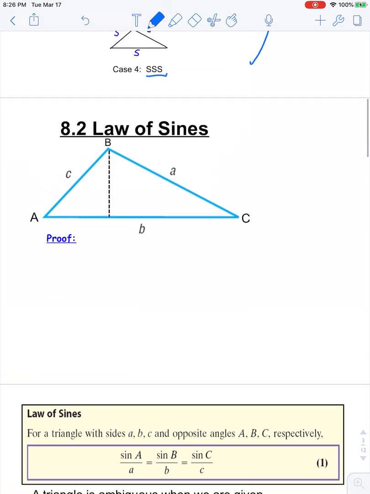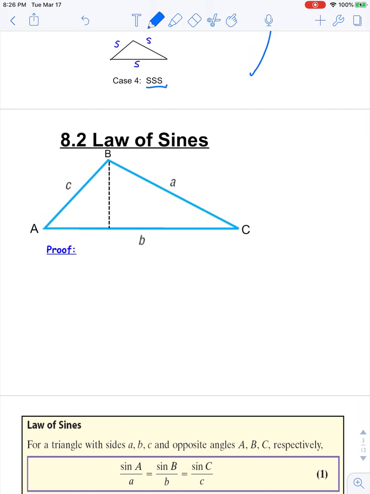So the law of sines. Before we look at what the law of sines says, I like to do a quick proof of where the law of sines comes from. If we took this triangle and drew the altitude, altitudes or heights have to be perpendicular to the base, we could call this the height.